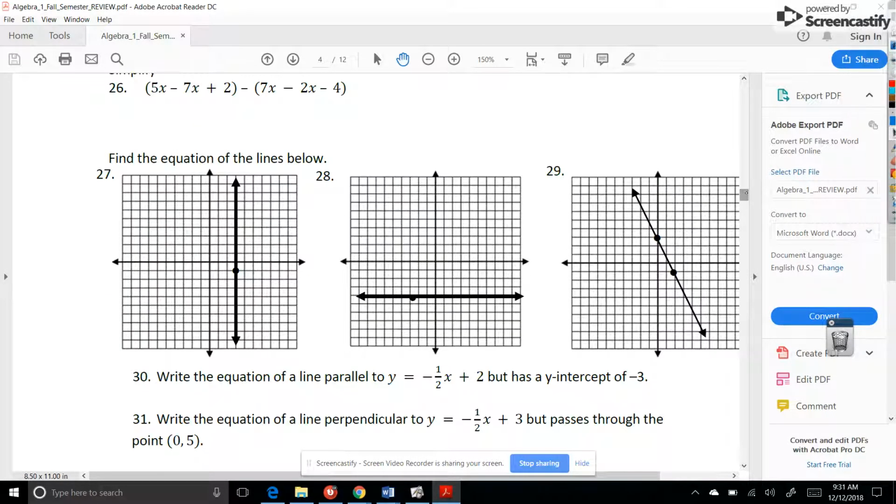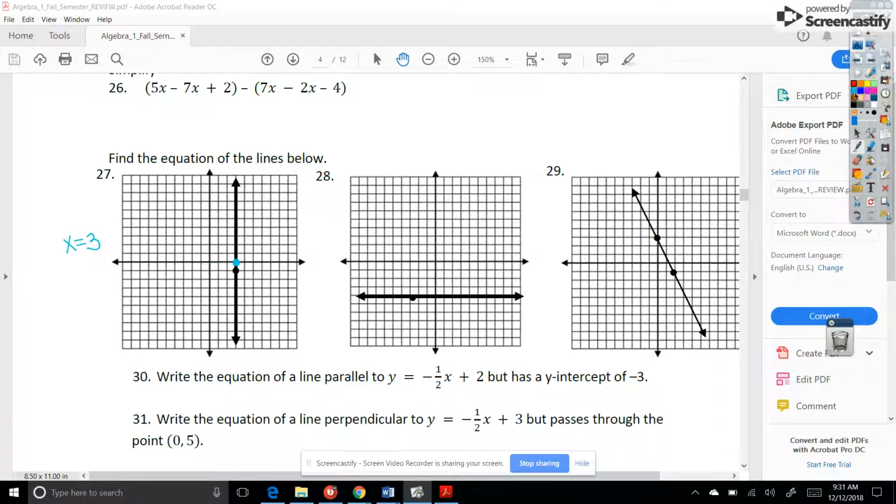Okay, find the equations of the lines below. So I have a vertical line, and it has an x-intercept of 3. So that's the equation, x equals 3. This horizontal line has a y-intercept of 1, 2, 3, 4, negative 4. So that equation is y equals negative 4.